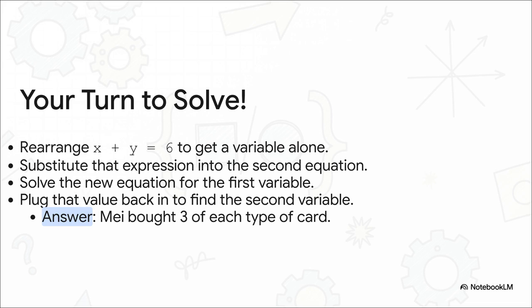Easy enough. Now we substitute 6 minus x into the second equation. We do all the math, a little distribution, combining like terms, and we find out that x is 3. So, she bought 3 of the cheaper cards. And since she bought 6 cards in total, well, she must have bought 3 of the more expensive ones too. See? A real-world puzzle solved.